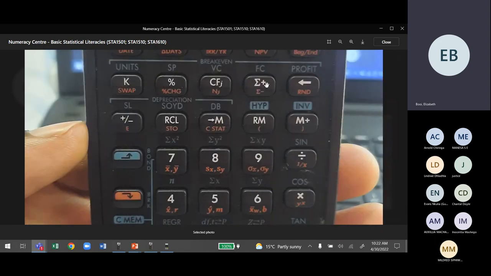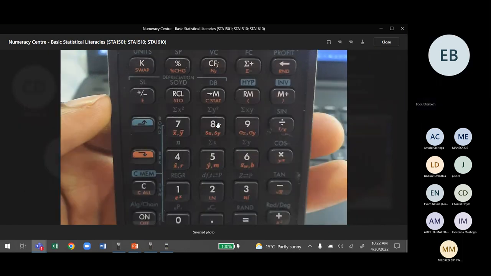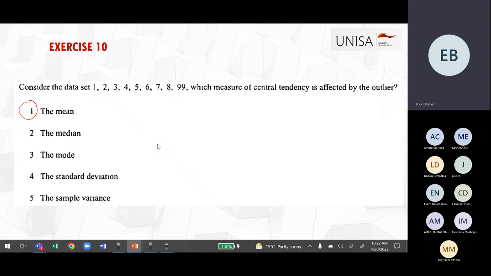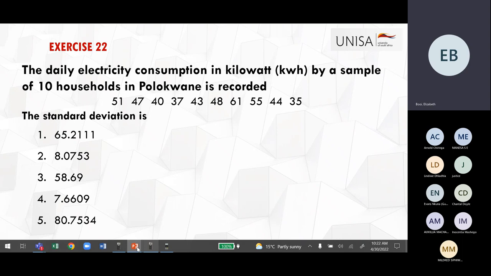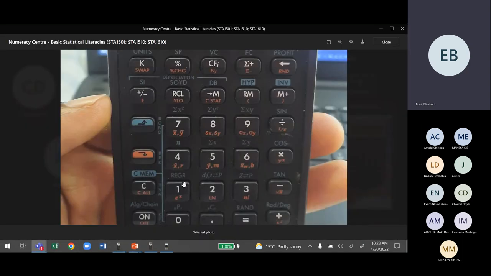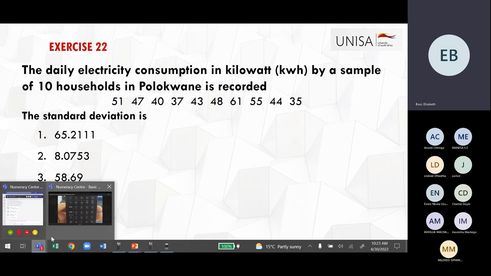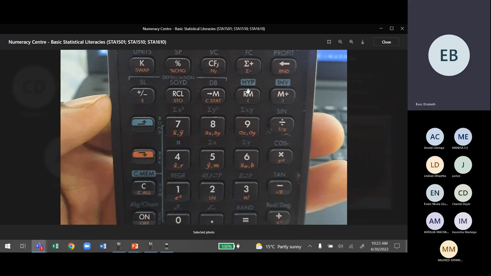And to capture the data, you're going to use the sum. You are going to put the value. So let's say we are using this question, which is 40, 51, 47, 40, and so forth. So on your calculator, you will say 51, and then you will press the sum plus, and it will say 1, and then 47, and sum plus, and then it will say 2. So it will do the count. Like when we were using the Sharp calculator, it was doing data set 1, data set 2. So yours will count 1, 2, 3 until you get to the number. So there were 10. So until you get to 10, you will know that we've captured all the values.